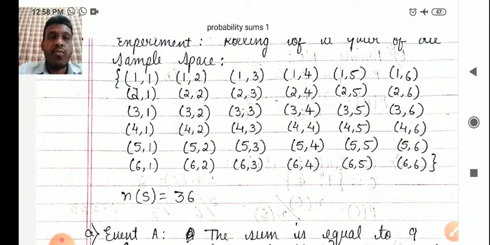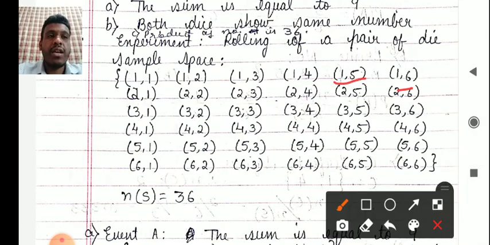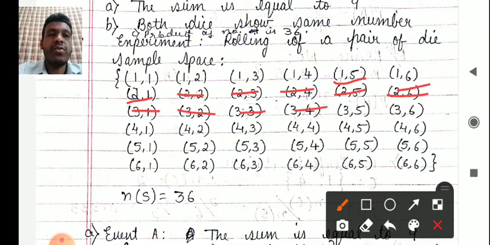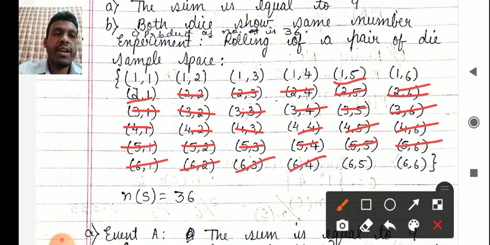1 1s are 1, 1 2s are 2, 1 3s are 3, 1 4s are 4, 1 5s are 5, 1 6 are 6. So 2 1s are 2, 2 2s are 4, 2 3s are 6, 2 4s are 8, 2 5s are 10, 2 6 are 12, 3 1s are 3, 3 2s are 6, 3 3s are 9, 3 4s are 12, 3 5s are 15, 3 6 are 18, 4 1s are 4, 4 2s are 8, 4 3s are 12, 4 4s are 16, 4 5s are 20, 4 6 are 24, 5 1s are 5, 5 2s are 10, 5 3s are 15, 5 4s are 20, 5 5s are 25, 5 6 are 30, 6 1s are 6, 6 2s are 12, 6 3s are 18, 6 4s are 24, 6 5s are 30 and 6 6 are 36.